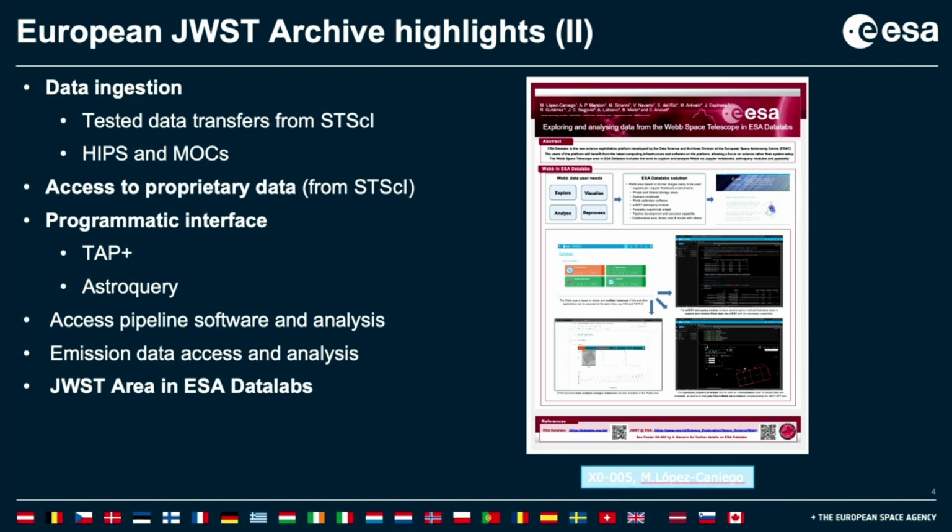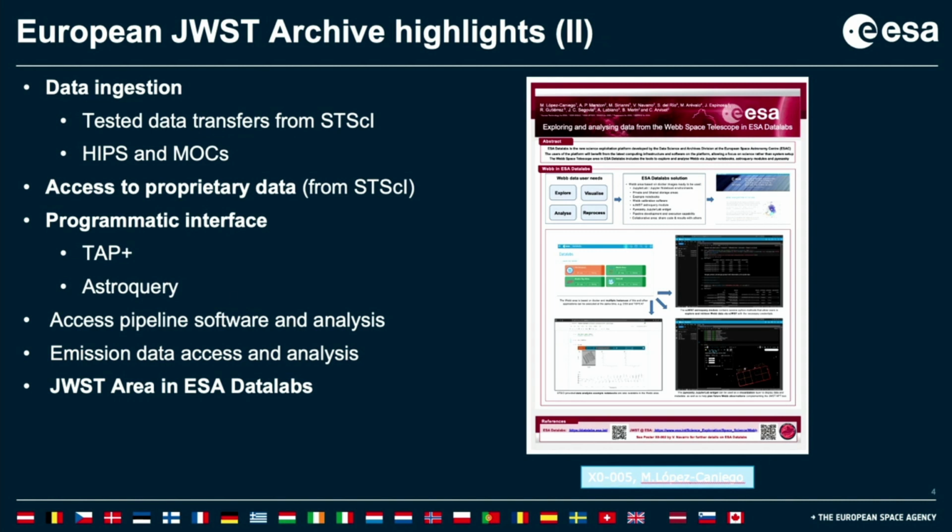EJWST is also providing a Webb area in Datalabs, which is the new science exploitation platform developed by the Data Science and Archives Division at ESAC. The Webb area is based on Docker images that are ready to be used to explore and analyze Webb data by using Jupyter Notebooks, Astroquery modules, and pyESASky. You can have a look at the poster prepared by Marcos López-Caniego that will explain a bit more about this.